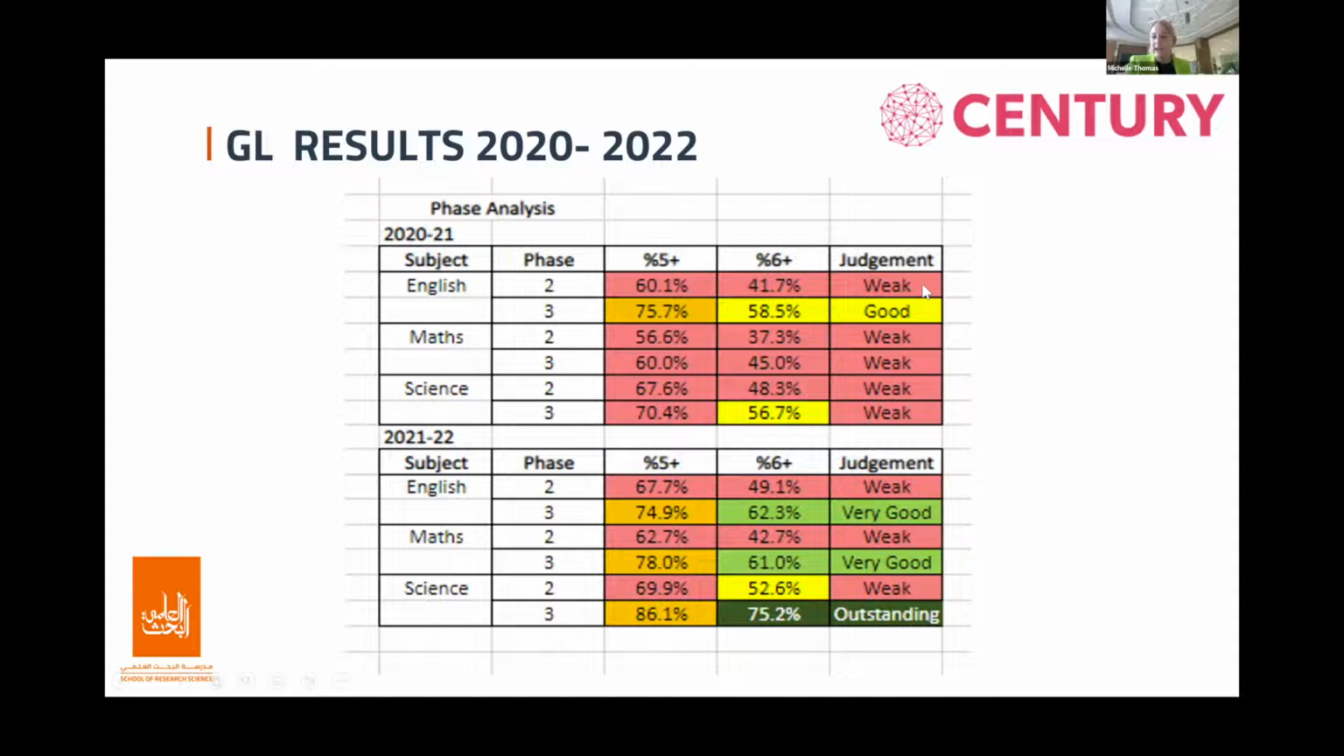So you can see here, a weak judgment, still a weak judgment. Small improvements, not great improvements. Look at secondary. So it's gone from good to very good. Maths in key stage three there, that phase three, from weak to very good. Check out science, from weak to outstanding. How do you get that? How do you get that weak to outstanding?